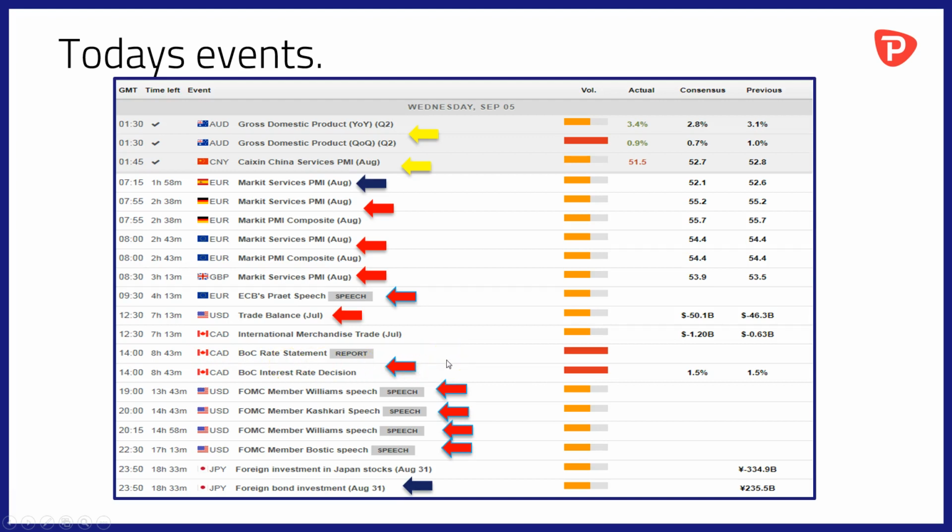At 1400, the Bank of Canada meets and announces its interest rate decision for September. Expectations are for no change. Market thinking rather that Canada might move in October. However, they have surprised us before.